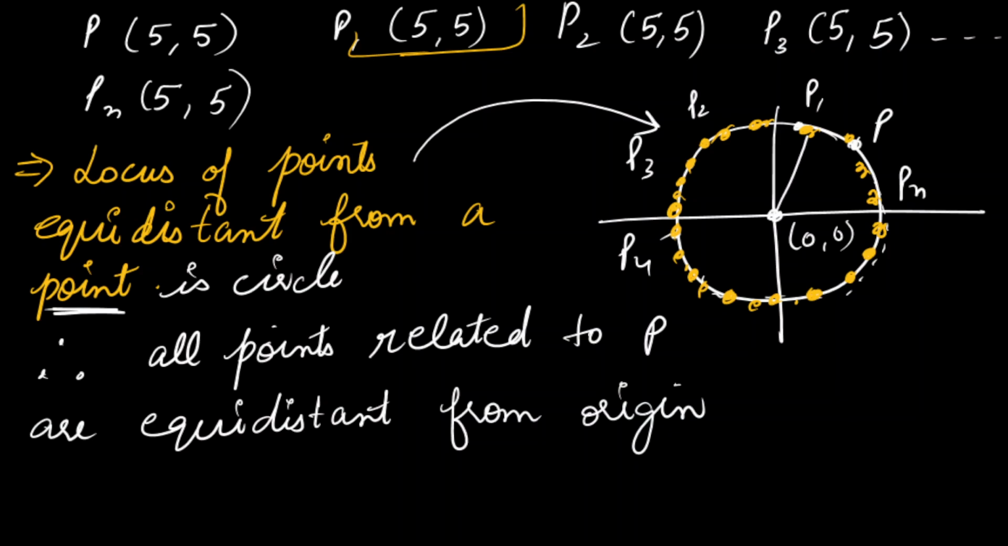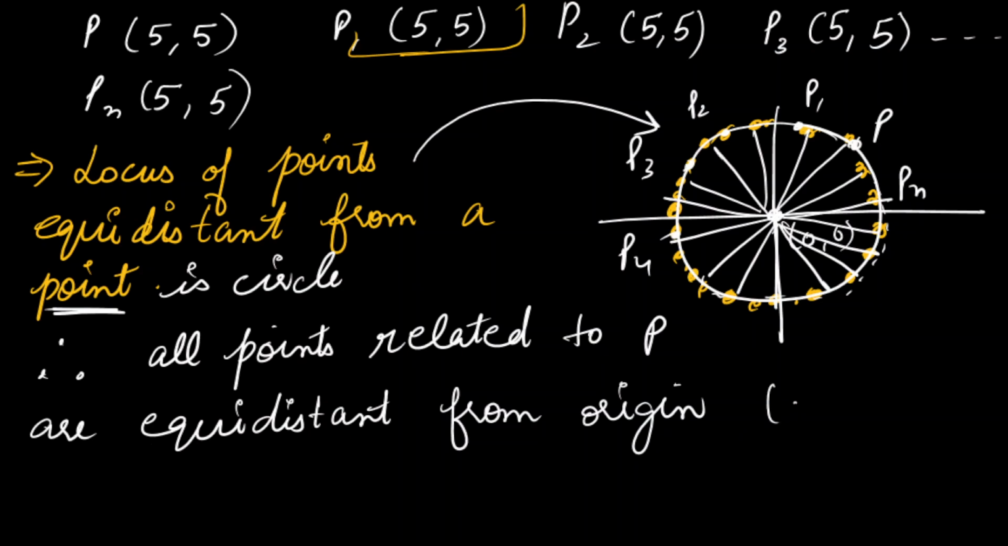If I take so many different points and they are equidistant, and if I join all those points, they will make a circle. See, from origin I am taking, at a fixed distance, so many points. With yellow, I have marked all those points. You can see these points, they represent a circle. So all points related to P are equidistant from origin, and these points are passing.